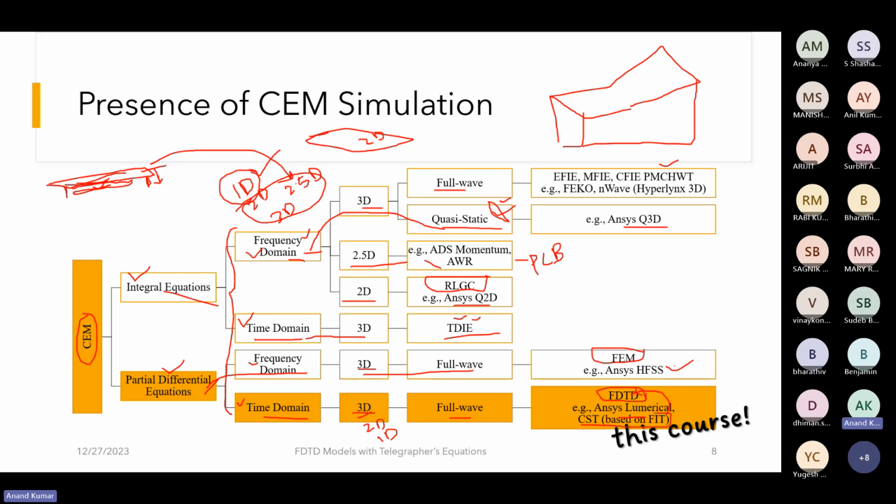Okay, maybe not. So any questions so far? So this is our course: computational electromagnetics, partial differential equations, time domain, 1D, full wave, and FDTD. So maybe I'll stop over here if you have any questions regarding this.